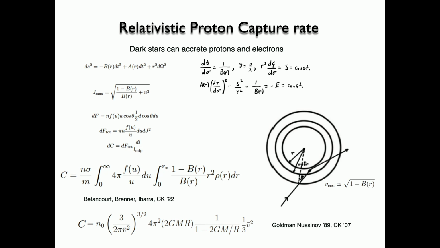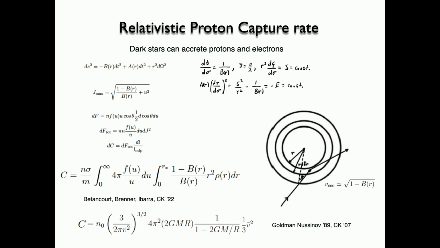Okay, so usually when we study a neutron star, you have a neutron star and then you have a dark matter particle passing by and it captures the dark matter. And the dark matter particle sort of thermalizes and gets stuck at the center of the neutron star. Here's the opposite, okay? You have a dark star and you have an interstellar proton or electron that goes and gets captured within this dark star.